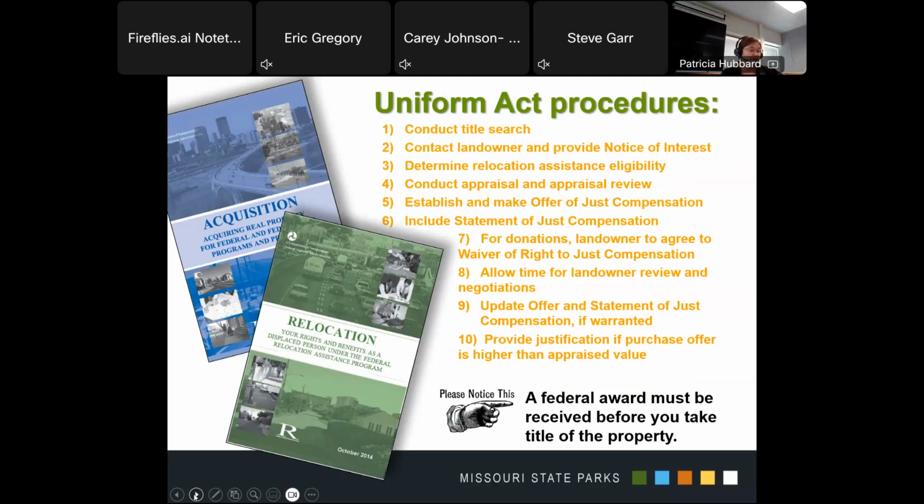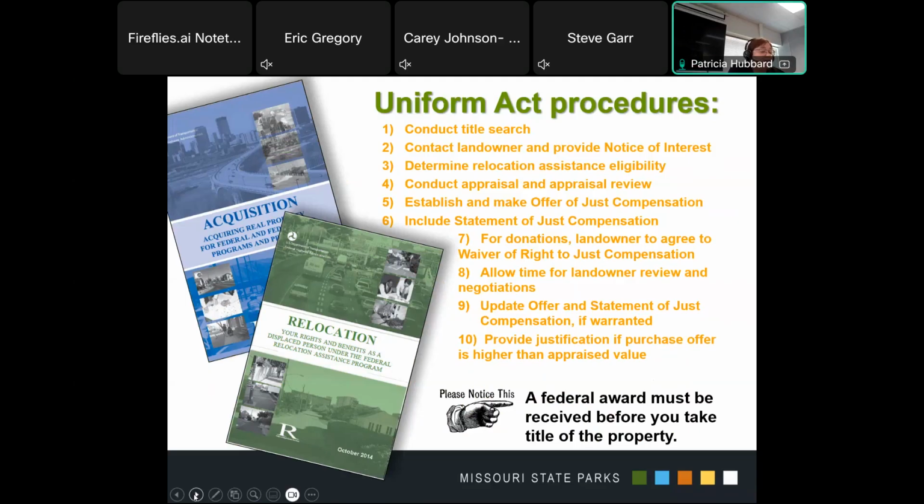Property sponsors are encouraged to enclose a copy of the Federal Highways Administration booklet entitled Acquisition: Acquiring Real Property for Federal and Federal Aid Programs and Projects. If a community approaches the city about donating land, you should follow up with a letter to explain to them that they have the right to just compensation. And I do have a template for a letter of interest in my packet that I can send you.